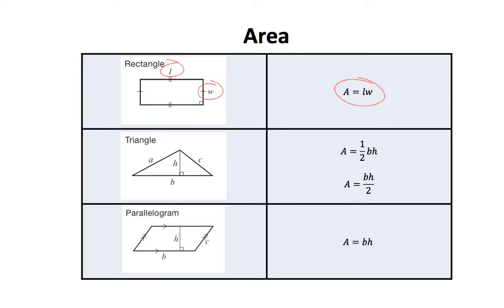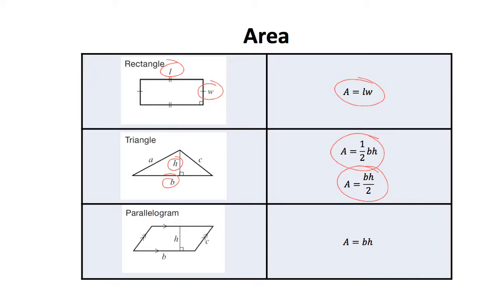The equation for area of a triangle is 1/2 times base times height, or base times height divided by 2. You get the exact same answer for both equations. This is the base, while this is the height. The height must make a 90-degree angle with the base. In other words, the base and height must be perpendicular.